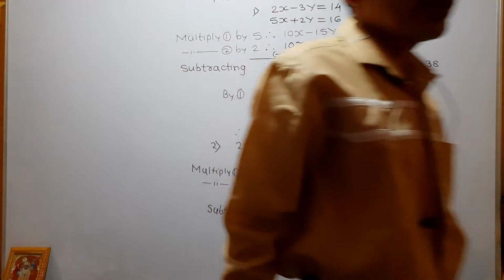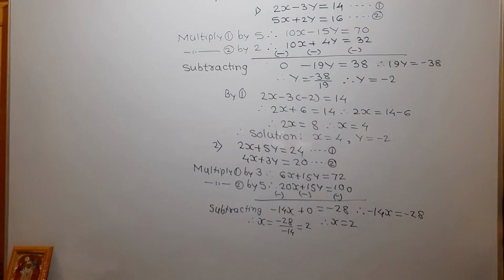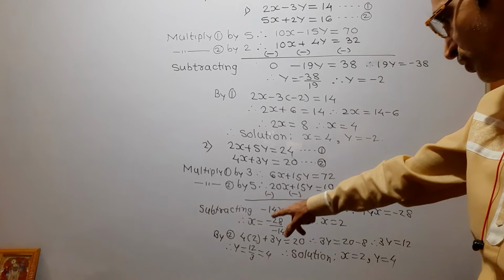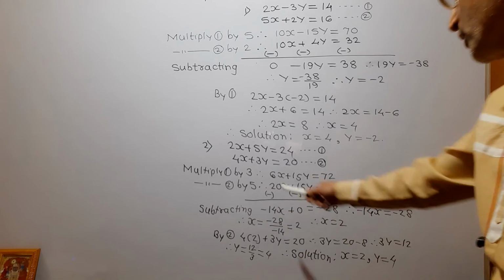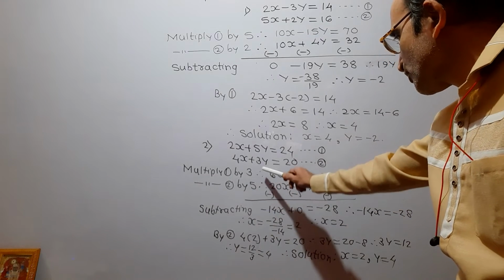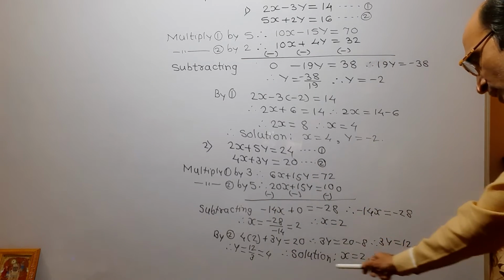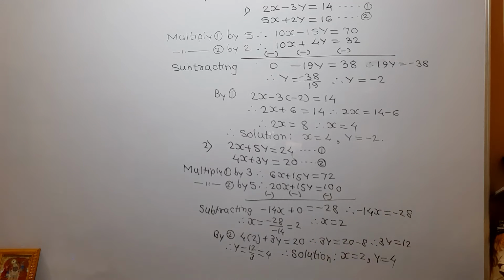Then substitute this value of x. This value of x we substitute in equation 2. So we get 4 into 2 plus 3y equal to 20. Simplify, we get the final answer y equal to 4. Hence the solution is x is equal to 2 and y is equal to 4.